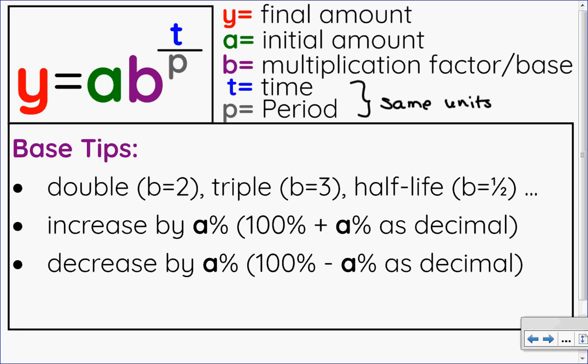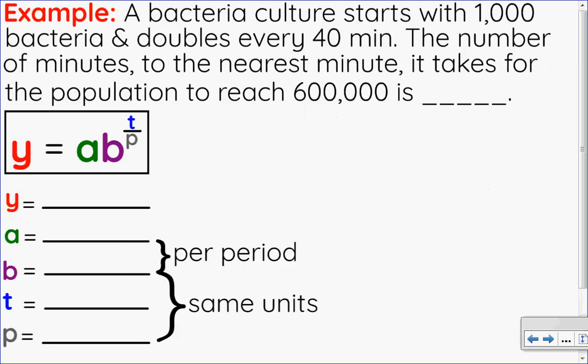I want to do two word problems with you. So first one here, I have a bacteria culture that starts with 1,000. That's my initial value. And it doubles, that would be my base, it doubles every 40 minutes. So if it's doubling every 40 minutes, that's my period. I want to know the number of minutes it would take, to the nearest minute, for the population to reach 600,000. So that's my end value.